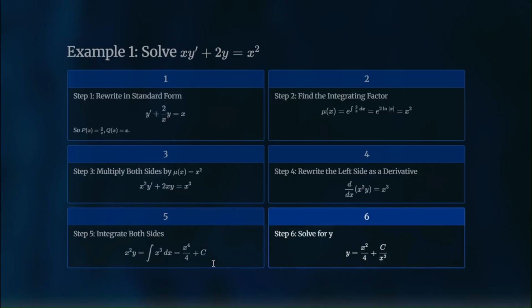We can now solve for y by dividing both sides by x squared. So y will be equal to x to the power 4 over 4 divided by x squared, which is x squared over 4, and c divided by x squared is simply c over x squared. So your solution will be y equals x squared over 4 plus c over x squared.